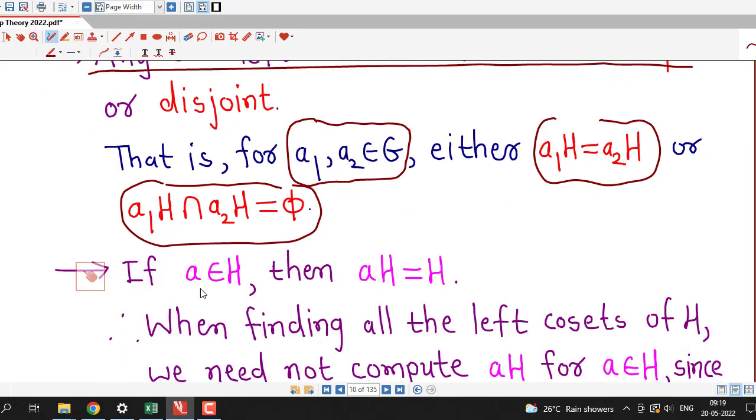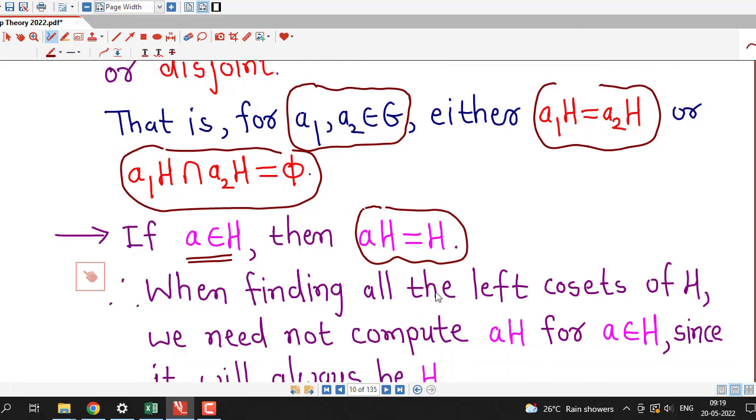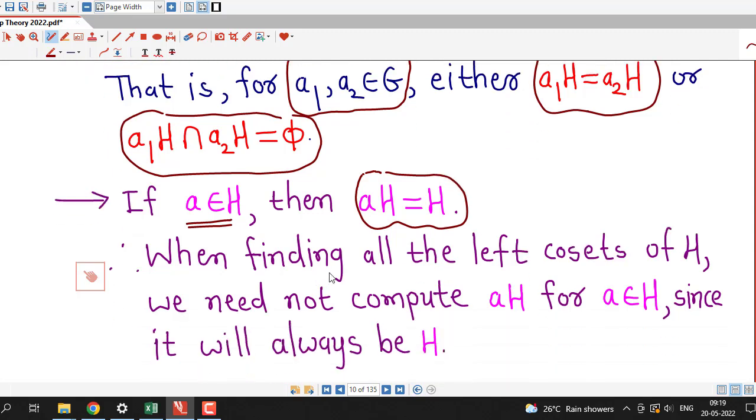Another property we have discussed is, if A is an element of subgroup H, then the left coset corresponding to A is always equal to subgroup H. A belongs to H implies AH equals H. So what is the benefit of this? When finding all the left cosets of H, we need not compute AH for A belonging to H, because this is going to be equal to H.